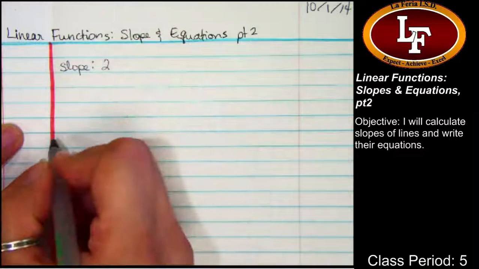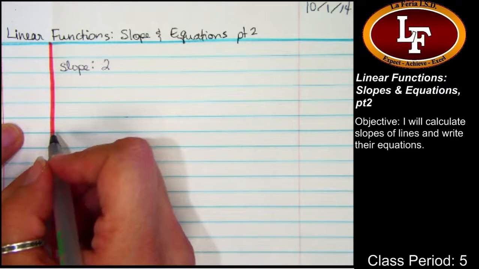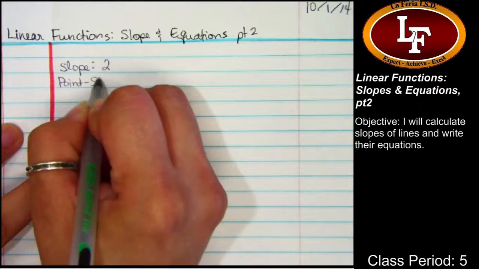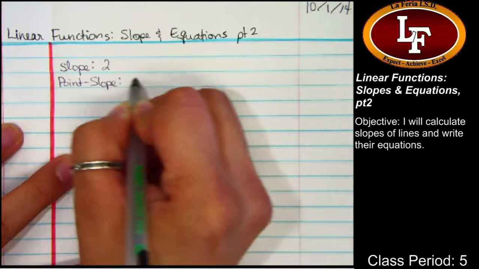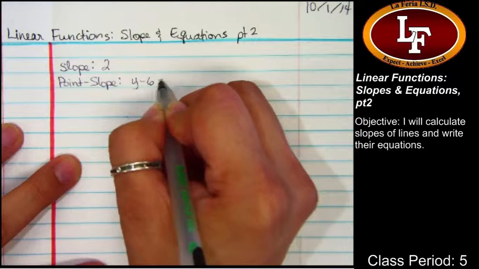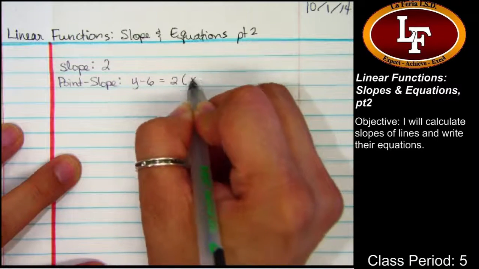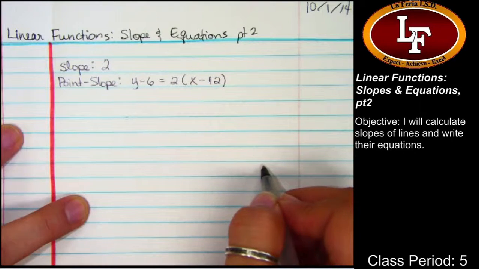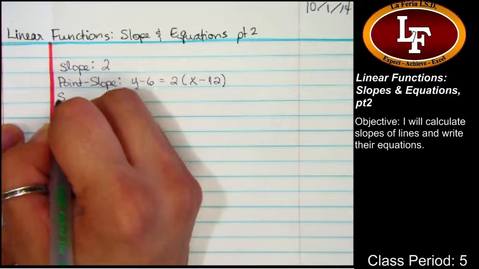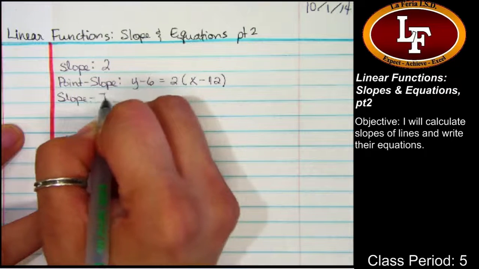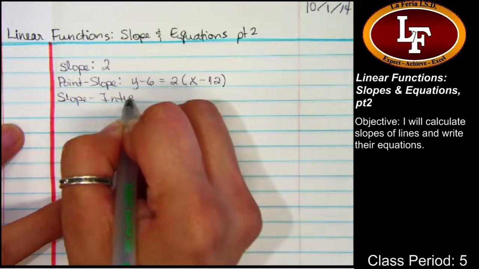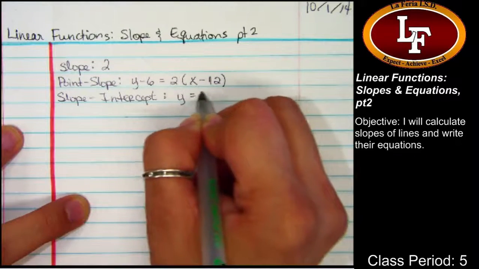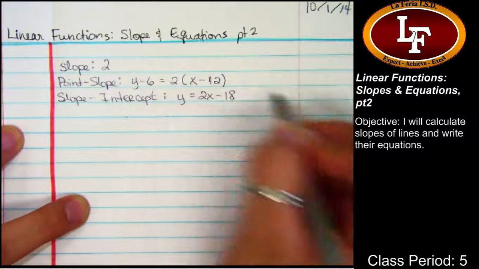For the first bullet point, you should have gotten a slope of 2. For the second bullet point, we should have gotten a point slope form of y minus 6 equals 2 times x minus 12. And for the third bullet point, you should have gotten y equals 2x minus 18.